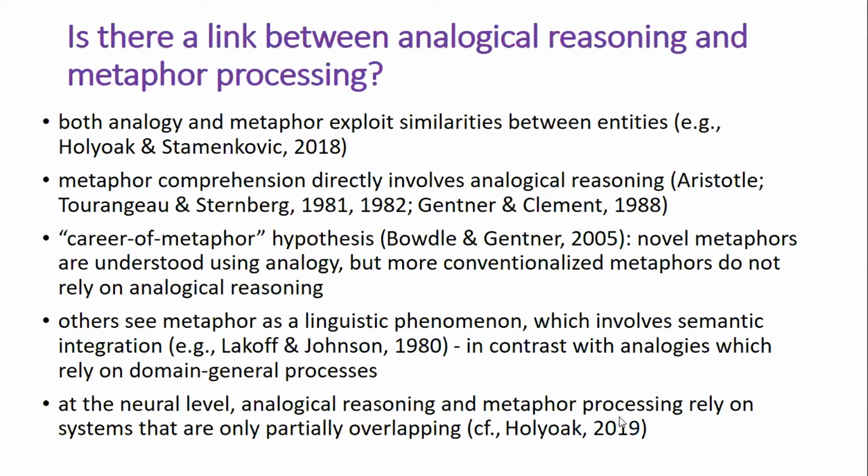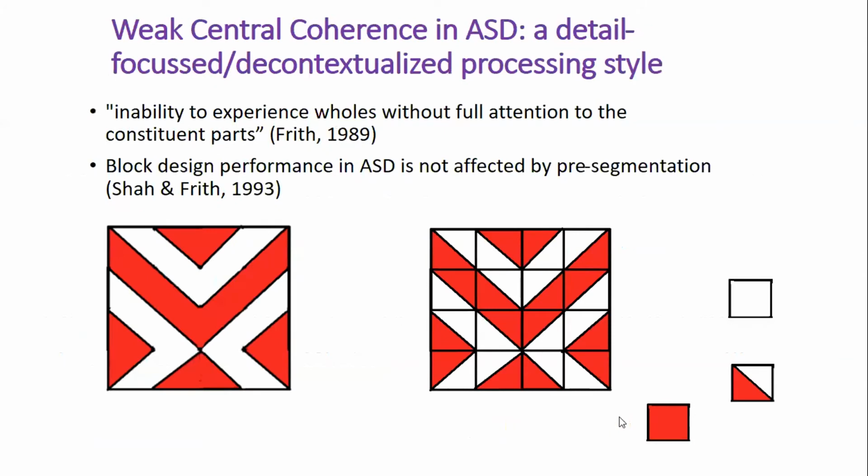And also we should note that if you look at the neural basis of analogical reasoning and metaphor processing, you find that the underlying systems are only partially overlapping. So if you look at brain activation patterns in the case of analogies and metaphors, you find only a partial overlap. So there's little evidence that they would rely on very much the same processes.